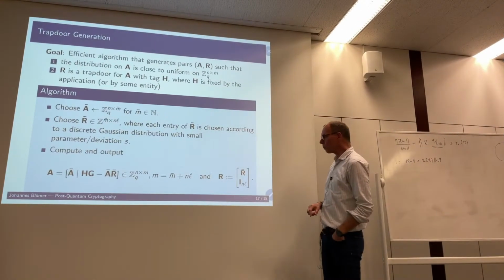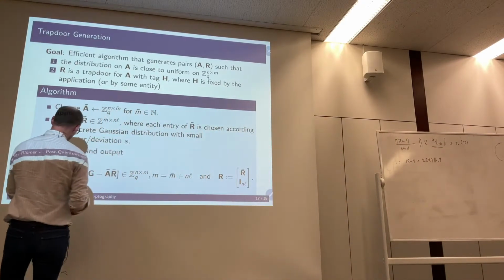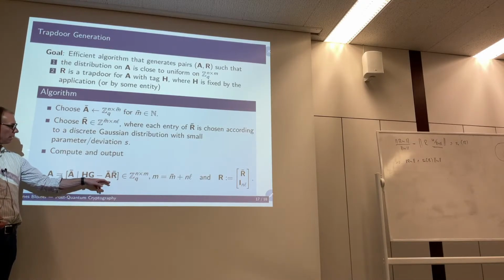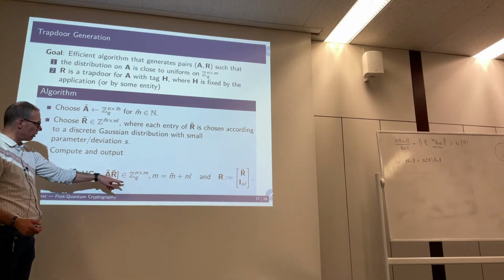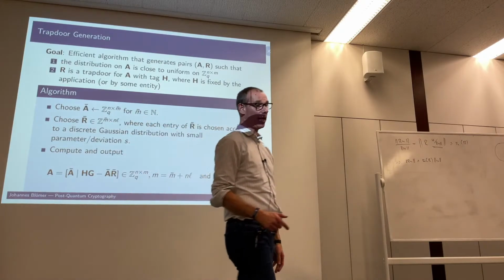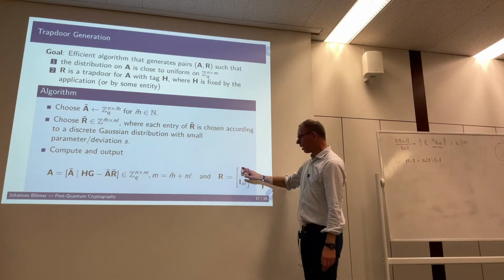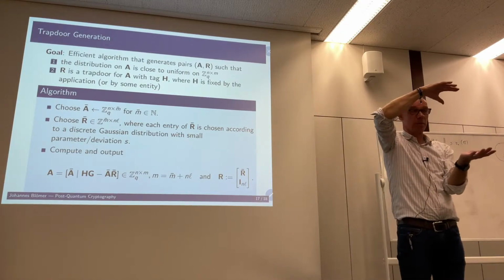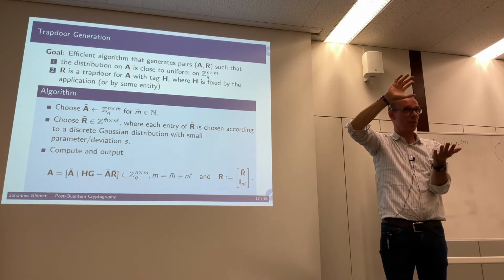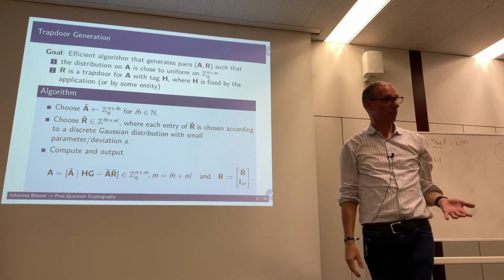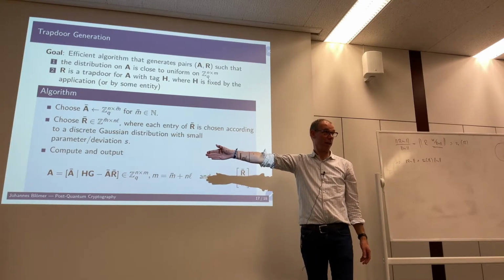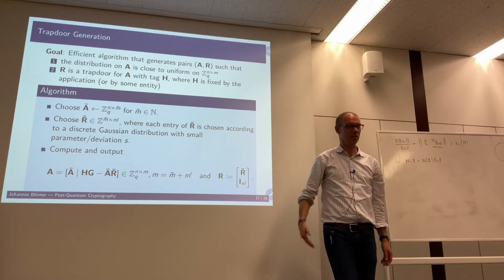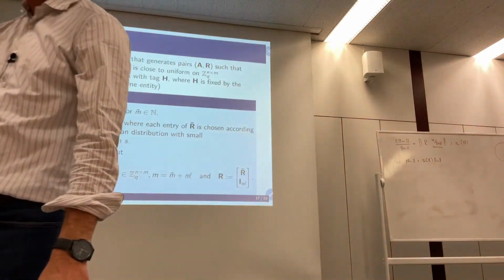And then I compute and output the following matrix. A consists of A bar concatenated with H times G minus A bar times R bar. That is a matrix with n rows and m columns, where m is m bar plus n times L. And my R consists of my R bar matrix, and below that I write the nL identity matrix. Now let's see that all the dimensions fit together. And then obviously I will claim that this is a trapdoor for A. Sometimes we just say that R bar is a trapdoor because nL is fixed. But according to my definition, I should say that R is a trapdoor.